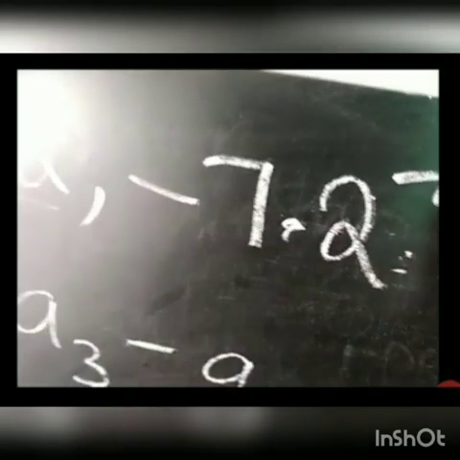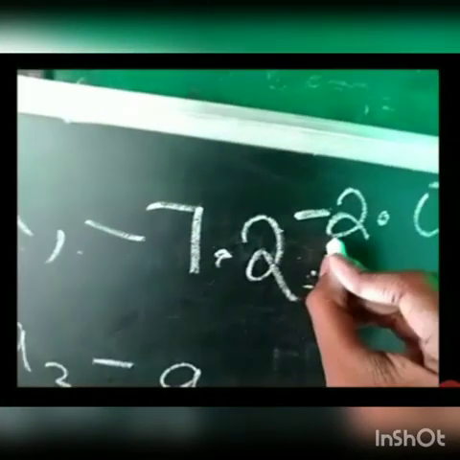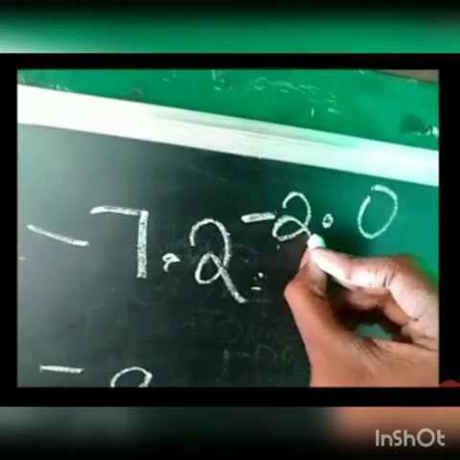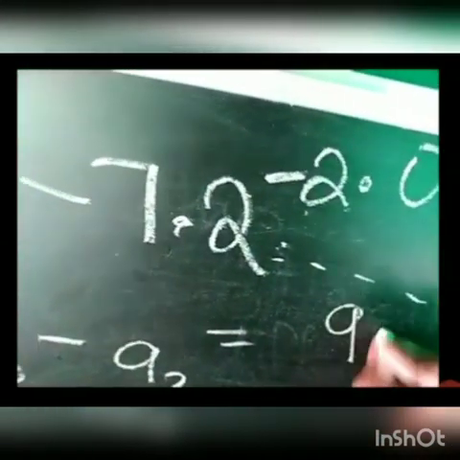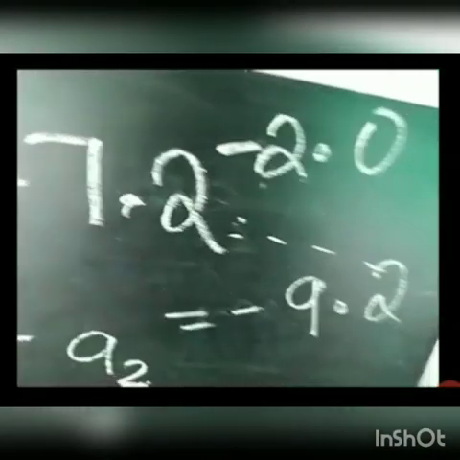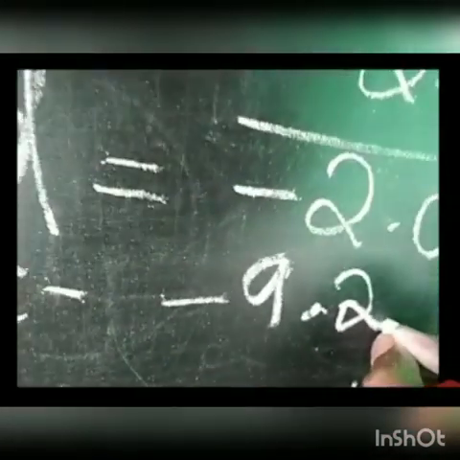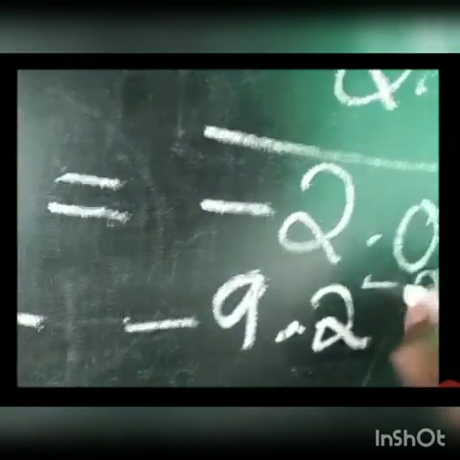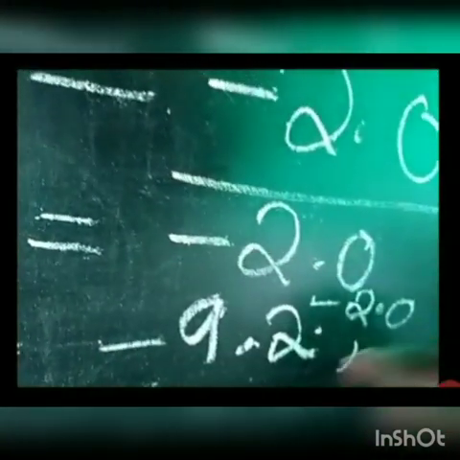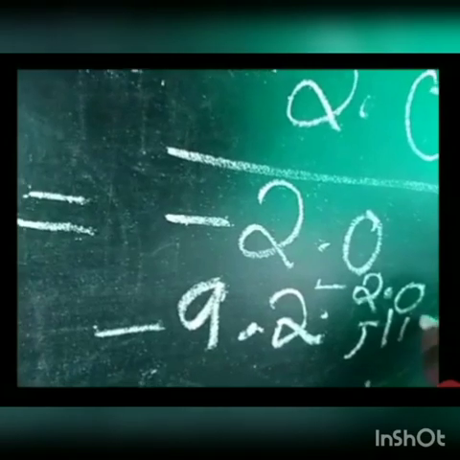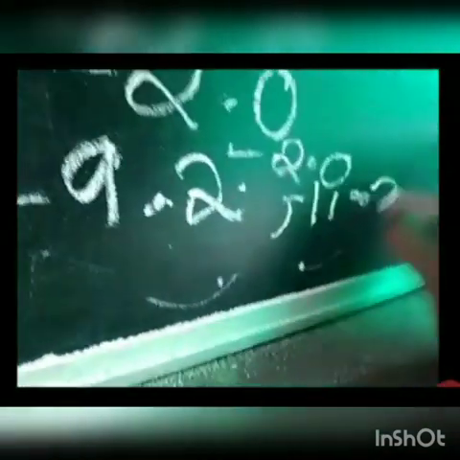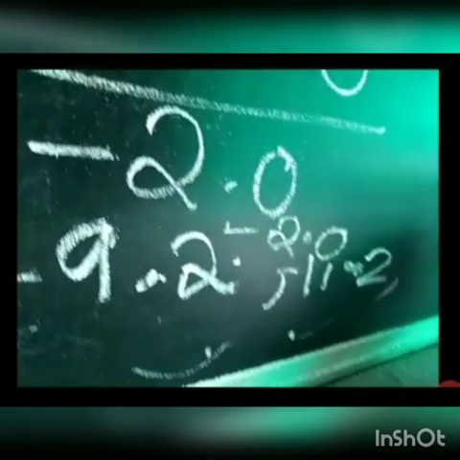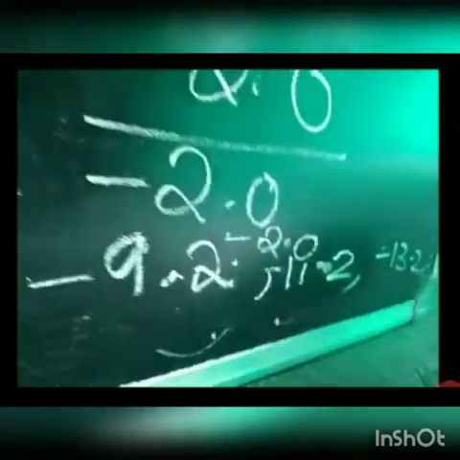If I add minus 2.0 to minus 7.2, what will I be getting? Signs are same. So add it. 7.2 plus 2.0 we will be getting 9.2, but we have to retain the negative sign. So it will be minus 9.2. To this minus 9.2, again you add minus 2.0, we will be getting minus 11.2. Again if I add, we'll be getting minus 13.2 and it goes on.